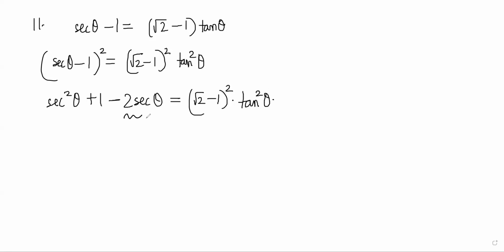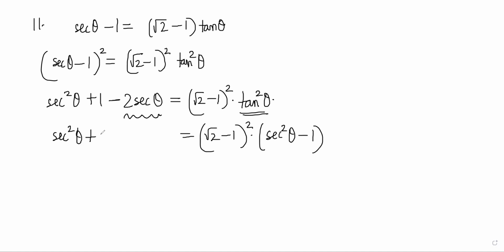Now, since there is a 2 sec theta term, it will be better if my quadratic is in the form of sec theta, right? Yes, sir. It cannot be converted to a tan theta quadratic, right? Yes, sir. So I will convert this tan square theta. We know the identity, so we'll say root 2 minus 1 whole square times sec square theta minus 1. And here you have sec square theta plus 1 minus 2 sec theta. And now it's about simplifying this and solving the quadratic, right?